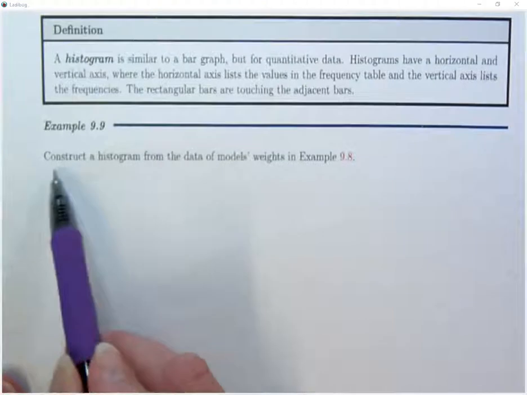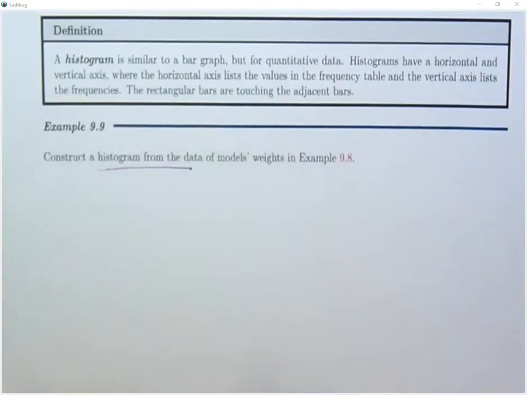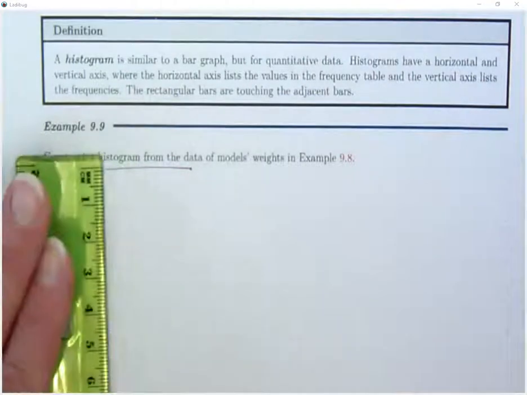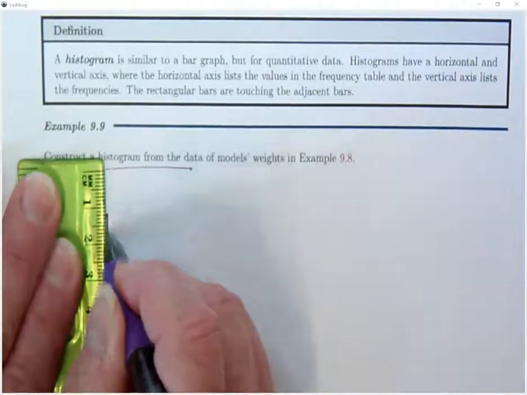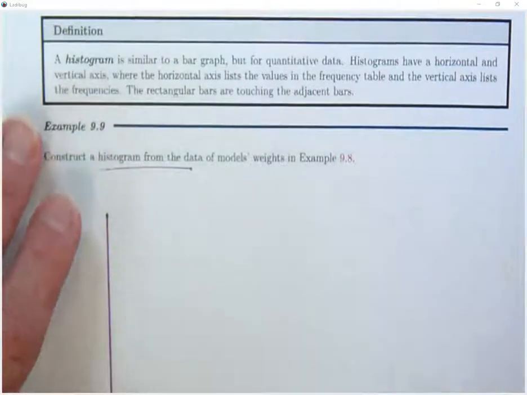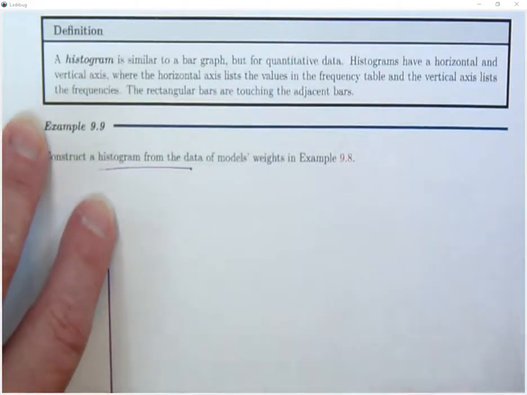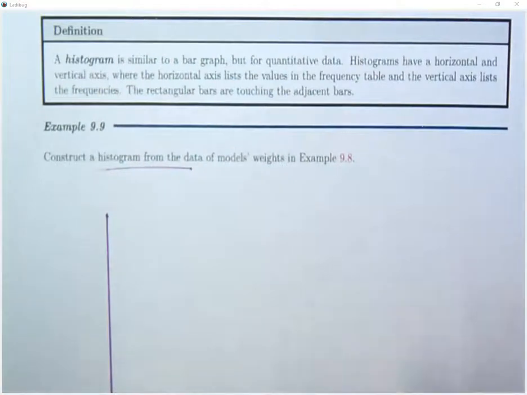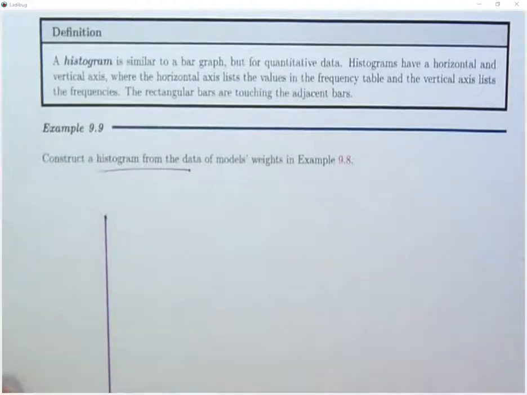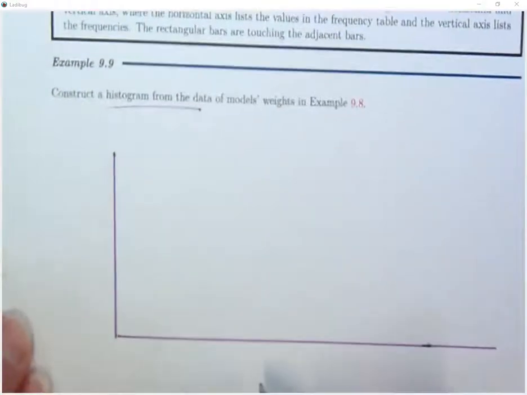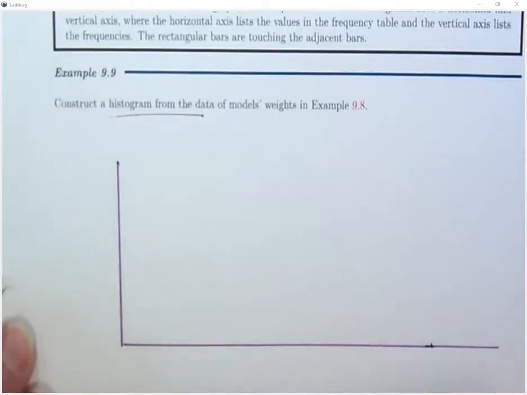So here's the histogram. We want the sides to touch, but it's the same as a bar graph in general. Again, it would just be a similar title, like histogram of model weights. I'm going to make it long enough here. On the side, you would write frequency, and on the bottom, the weight in pounds, and then you're going to title it. I'll add all that in momentarily.